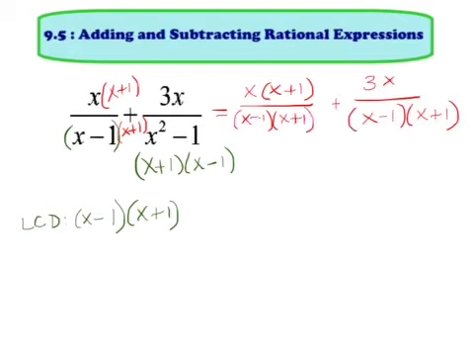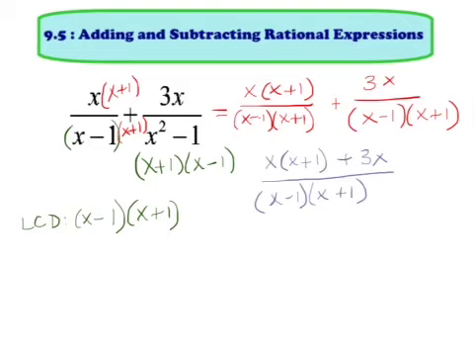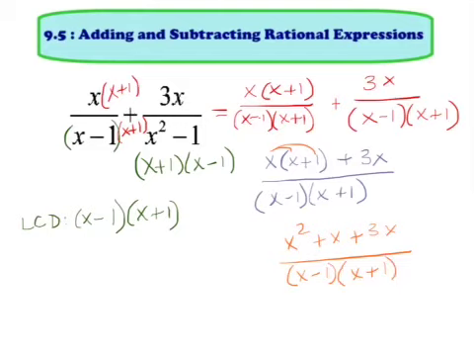And now that I have common denominators, I can combine my numerators. Once I have it set into one fraction, here's where I'm going to distribute and simplify by combining like terms. So I'll have x squared plus x plus 3x all over my common denominator. And when I combine like terms, I'm going to get x squared plus 4x all over x minus 1, x plus 1. And there's my final answer.